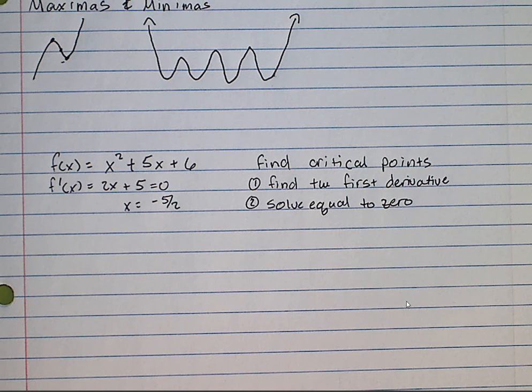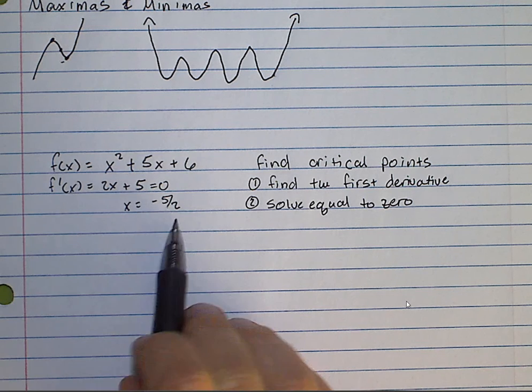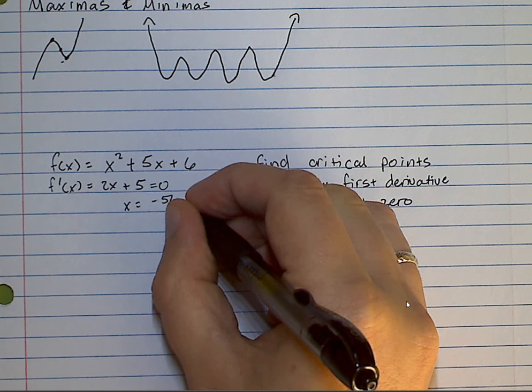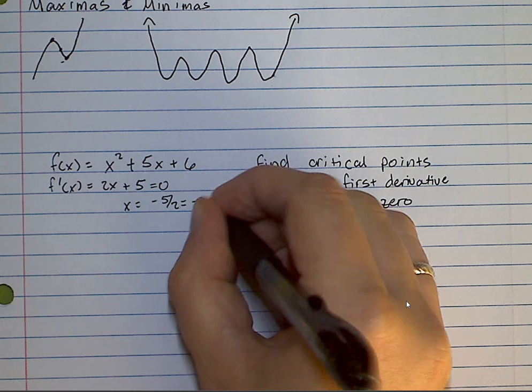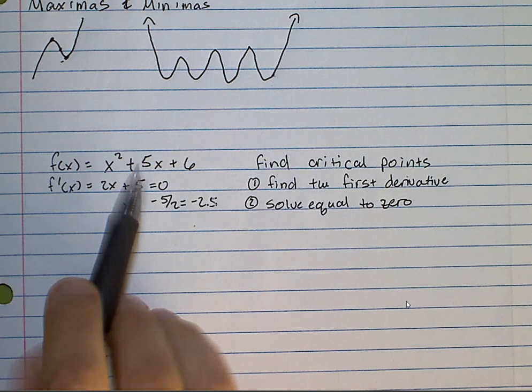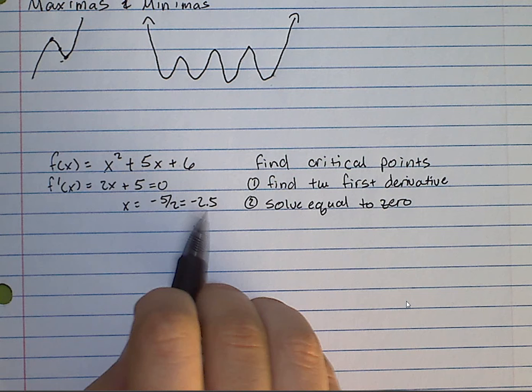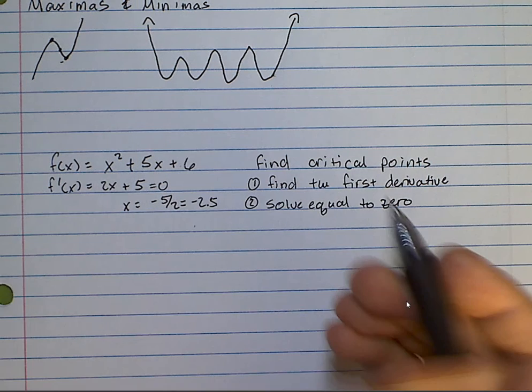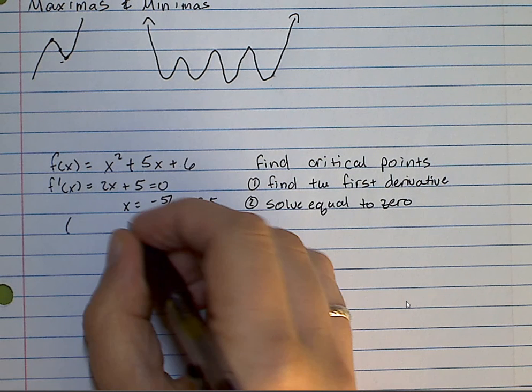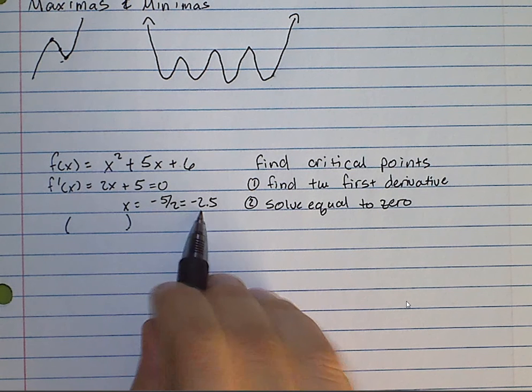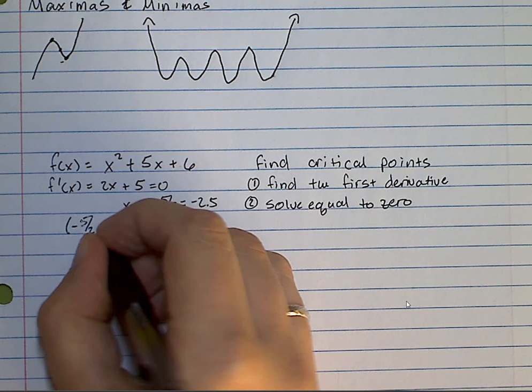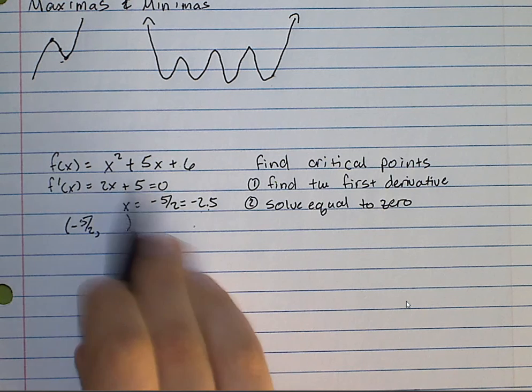So now I'm going to take negative 5 halves, or negative 2.5, if you prefer decimals. I'm going to substitute that back into my original function and get a y value back out of it. So this represents a point in space. I'm going to put negative 5 halves as my x coordinate, and I'm going to substitute this back in to find a y coordinate to go with it.